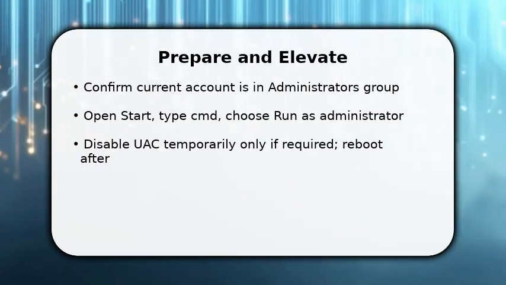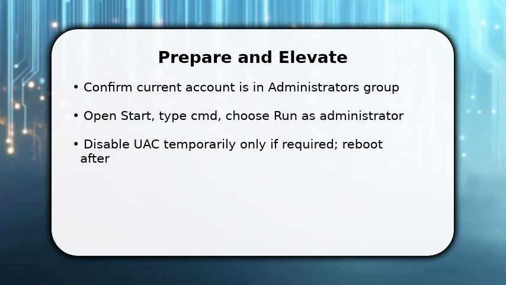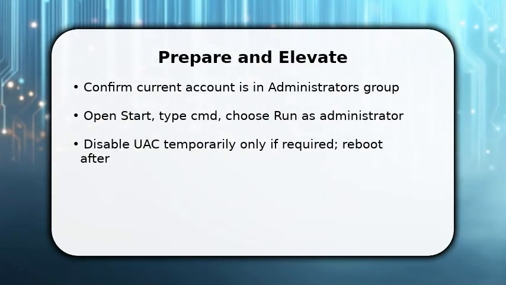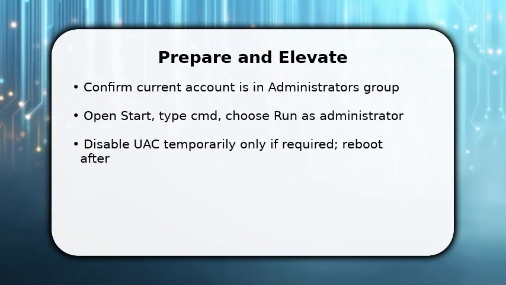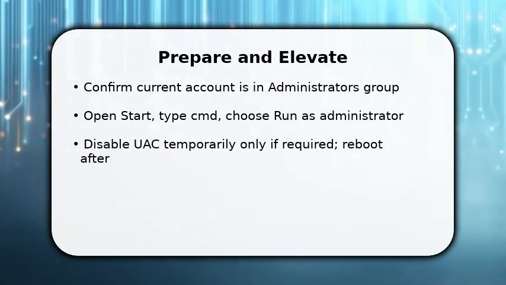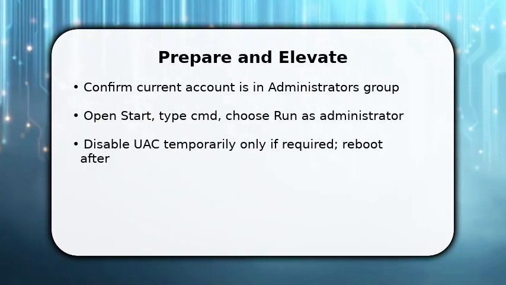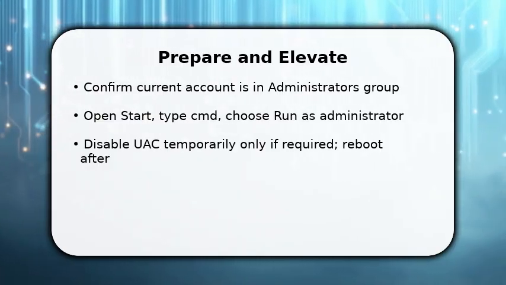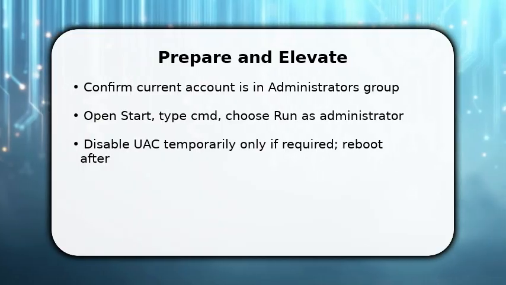You start by getting true elevation, not just a prompt. First, confirm your user belongs to the administrator's group. Permission failure is usually privilege-related. Once confirmed, open Start, type CMD, right-click and choose Run as Administrator to launch an elevated shell.